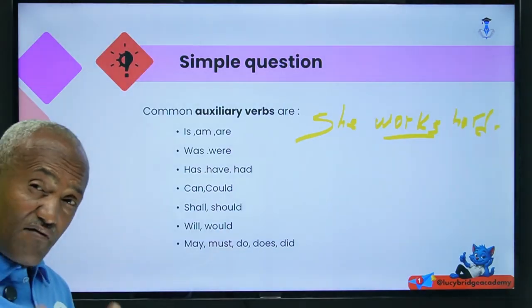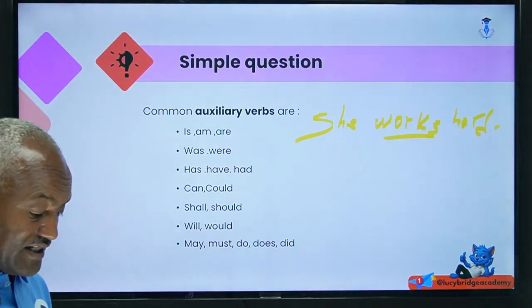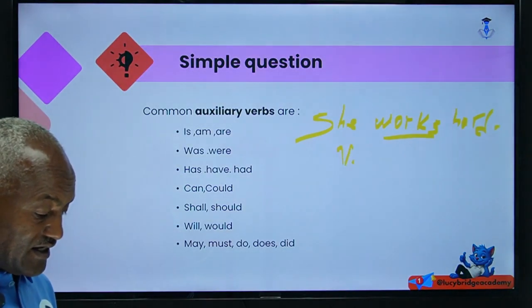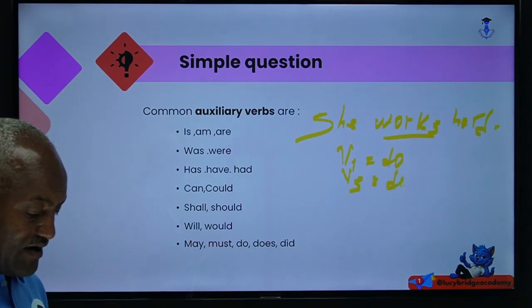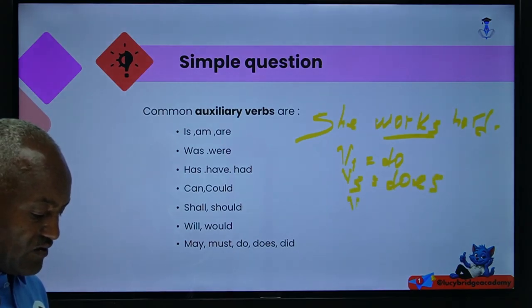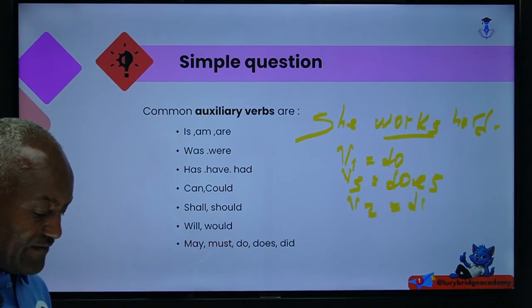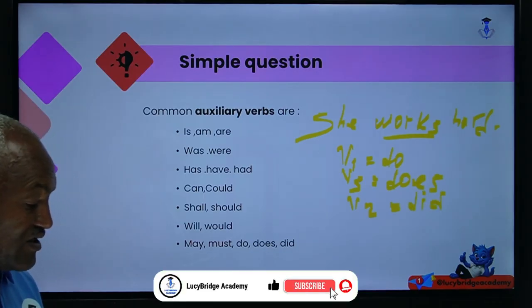But if we don't have an auxiliary verb, we go to the do families. That means when the verb is verb 1, we use do. When the verb is verb s, we use does. When the verb is verb 2, we use did. Therefore, we can use this one.